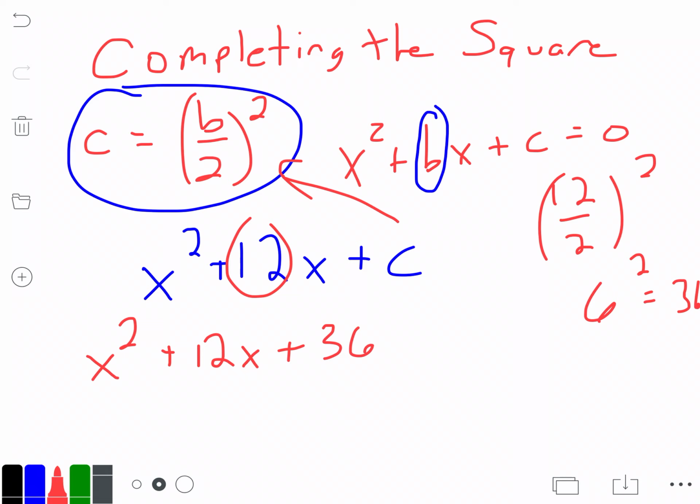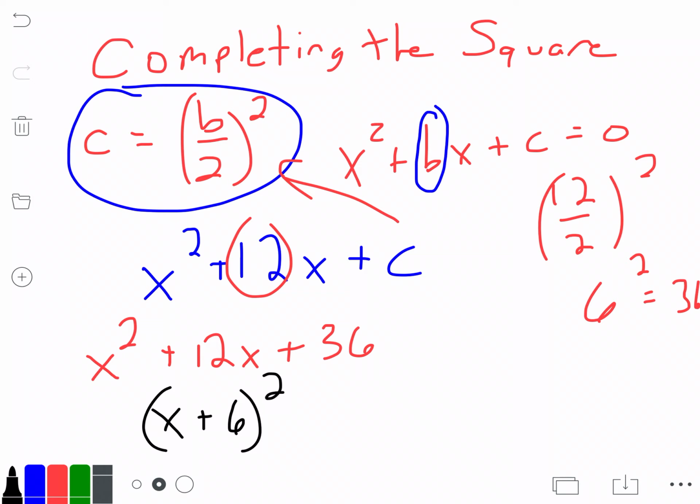Now, these are perfect square trinomials. What you are essentially doing is creating a perfect square trinomial, and you know that whenever you factor a perfect square trinomial, you're going to be left with x plus 6 squared.